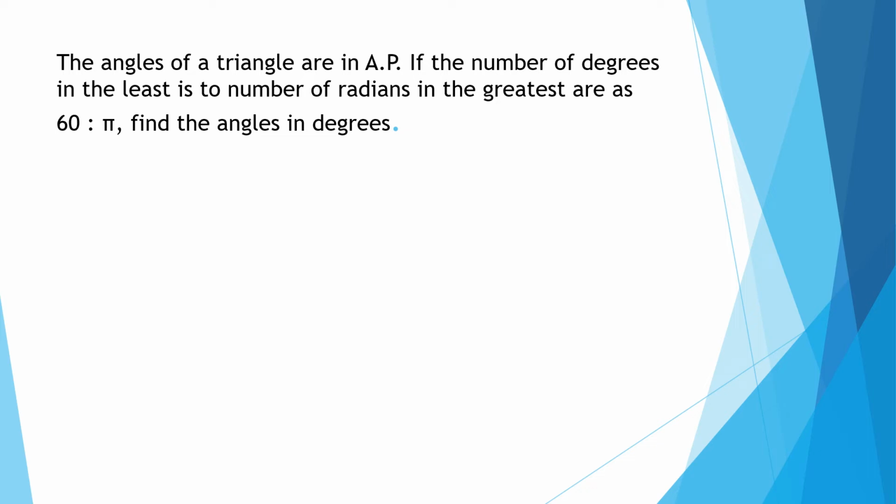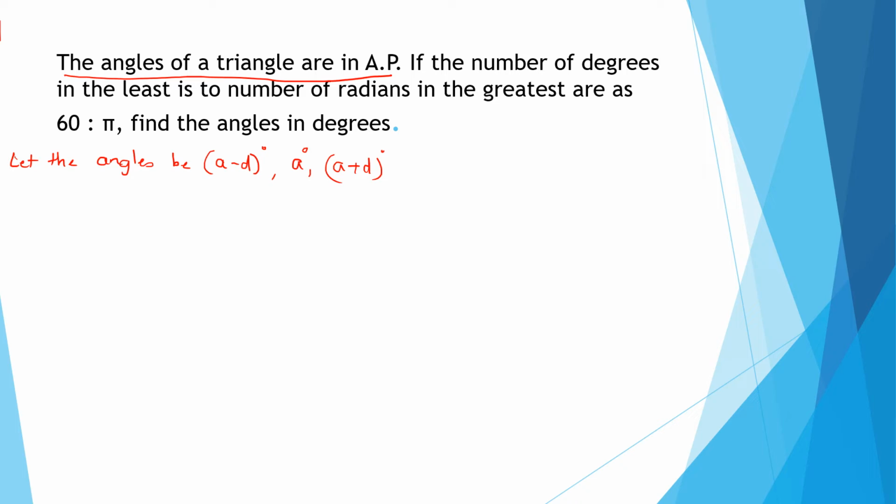Next, one of my favorite questions. This can be asked in your unit test exams also. The angles of a triangle are in AP. So I will say let the angles be a minus d degree, a plus d degree. Please do mention कि angle degree में कर रहे हो कि radian में कर रहे हो. ठीक है. So let the angles be a minus d degree, a degree and a plus d degree.